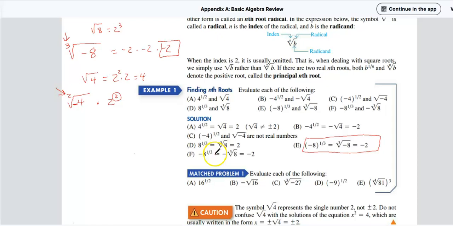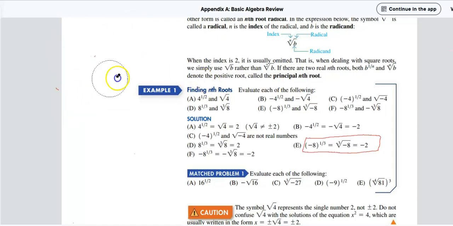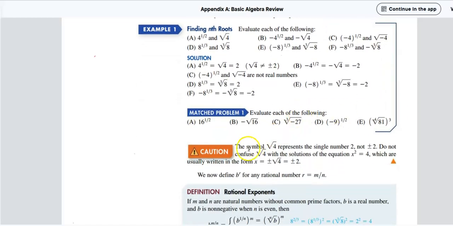And then, of course, negative 8 to the 1/3 is going to be the same thing, because it is the cube root of 8, which is 2, but then the negative gets applied to it, which is also negative 2. And here was my warning a minute ago with this little caution saying that we don't do the plus or minus here unless it's an equal sign. It's only positive 2 because it's not an equation.